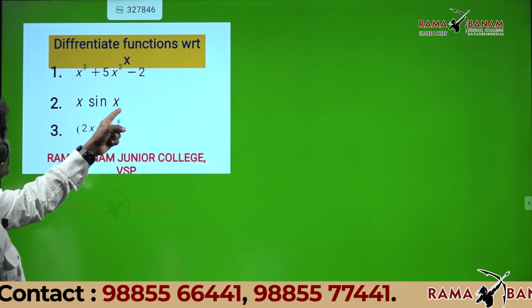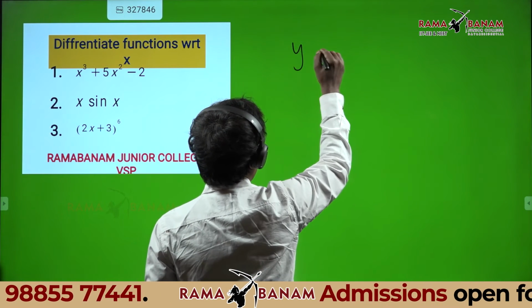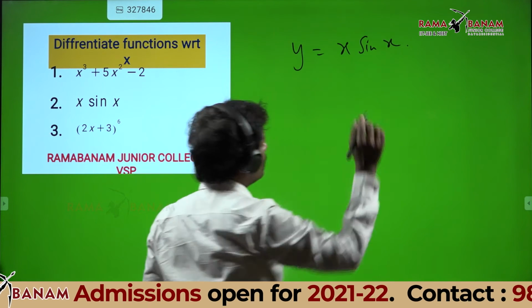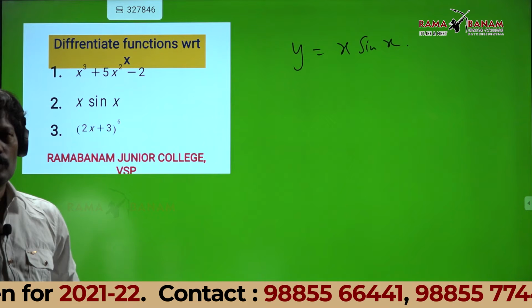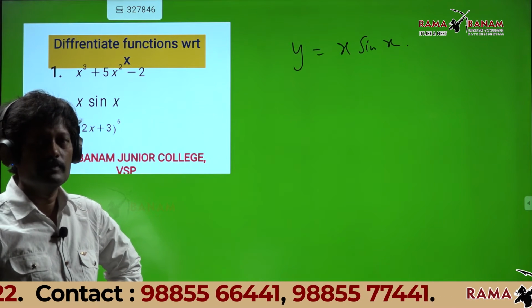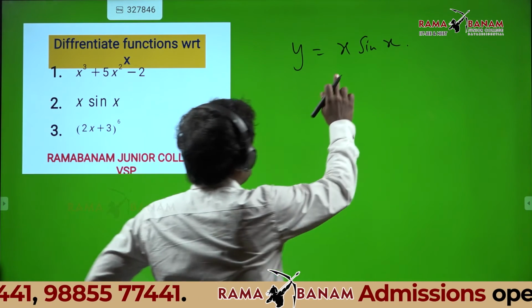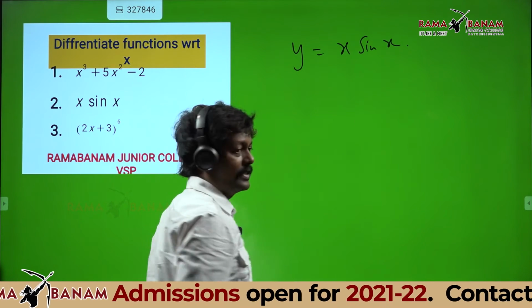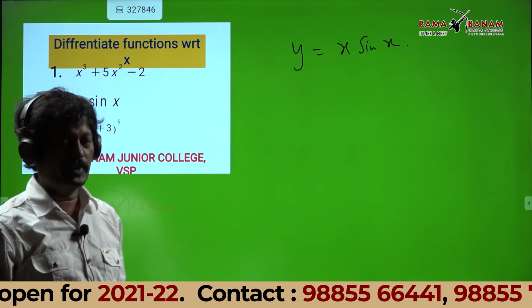Now y equal to x sin x. Our answer x cos x. Only that much? Let us see. Now x is one function, sin x is another function. It's a product of two functions. Yes, sir. Product of two functions.